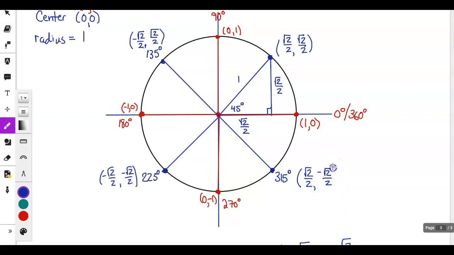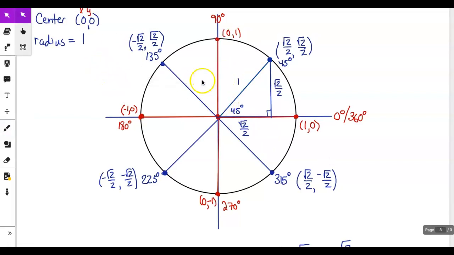and then negative root 2 over 2 for my y value. So what I just did was I used a special right triangle of 45 degrees to work my way around the unit circle and create these ordered pairs. What I'll show you once I've created all the ordered pairs is how to use the ordered pairs, but for right now, I'm just going to show you how to create them all.